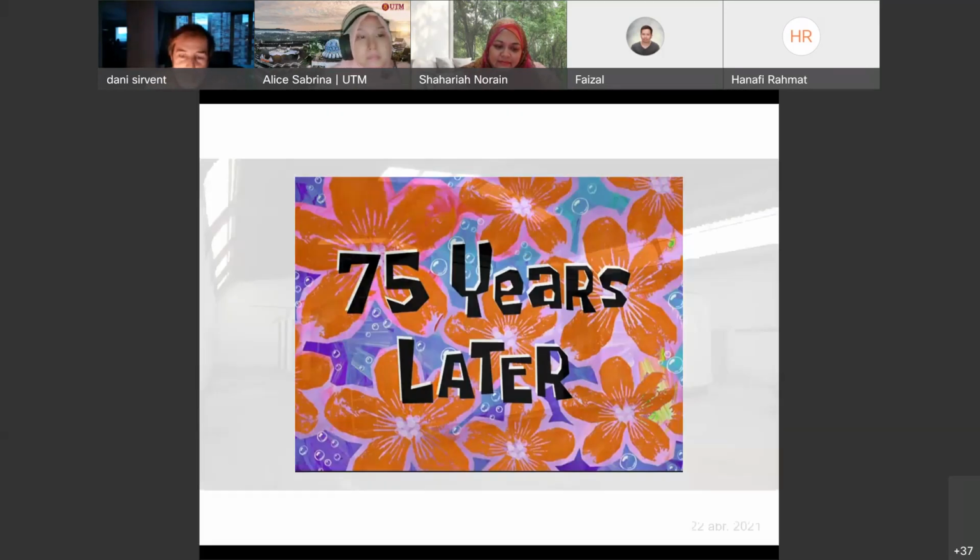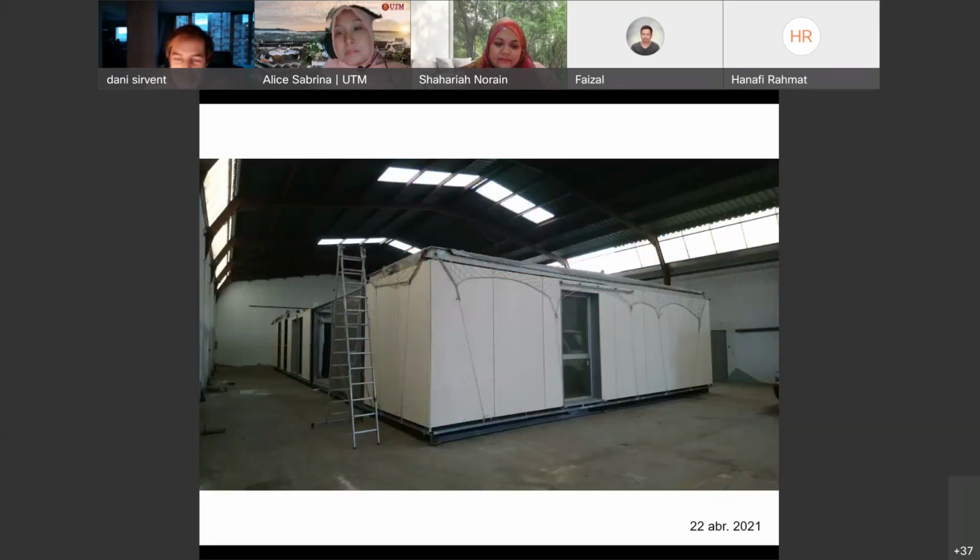And after COVID, in 2021, 1.5 years later, the house was still there, but they were getting ready for transporting the different elements to the final place.